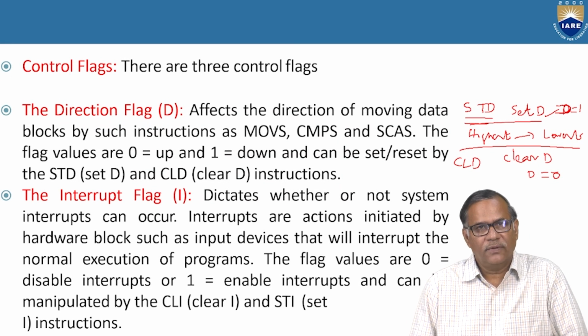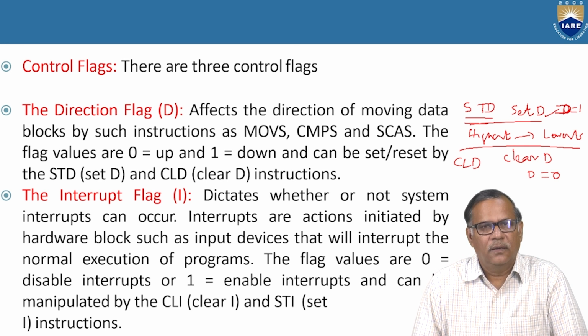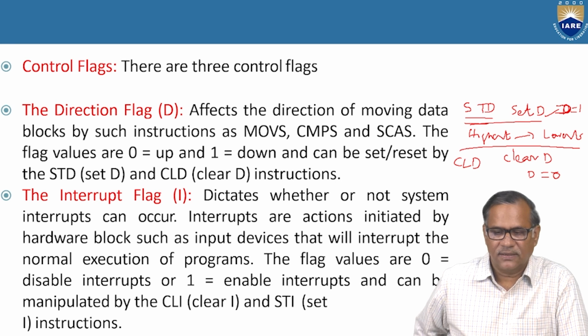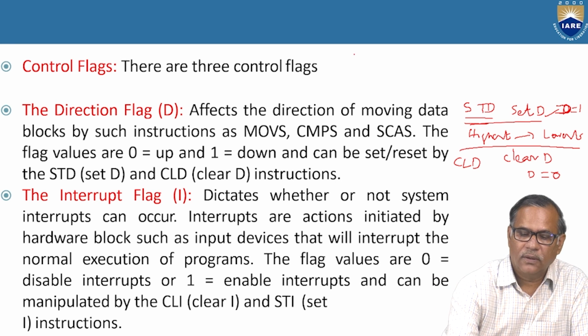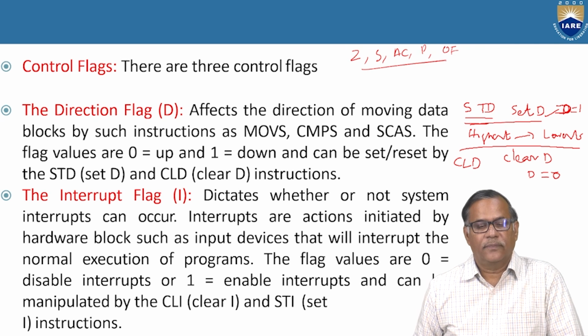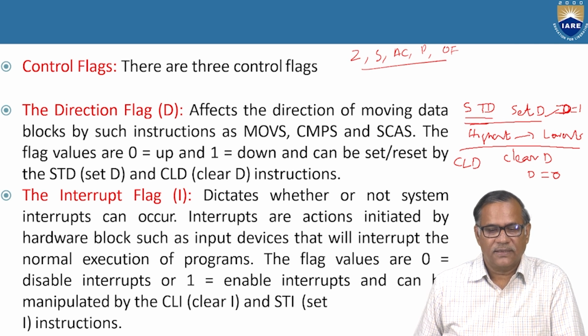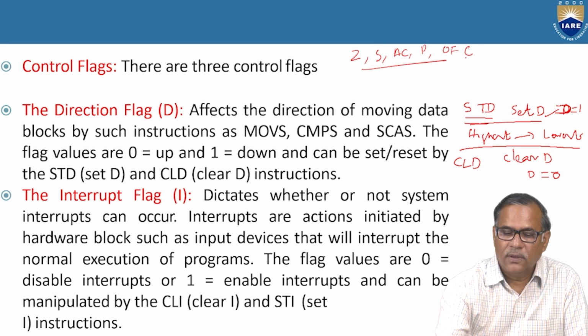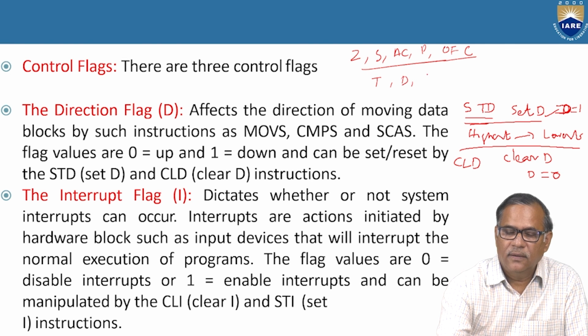So out of these 9 flags, 6 flags are conditional flags and 3 flags are control flags. The conditional flags are the zero flag, sign flag, auxiliary carry flag, parity flag, carry flag, and overflow flag. And the control flags are the T flag (trap flag), direction flag, and interrupt flag. These are the control flags.